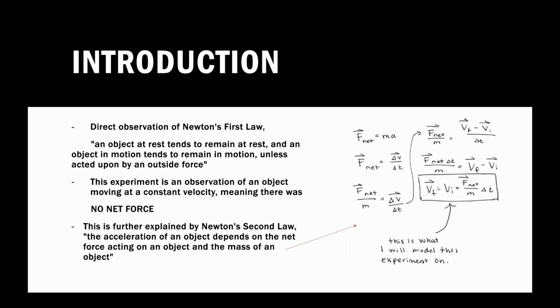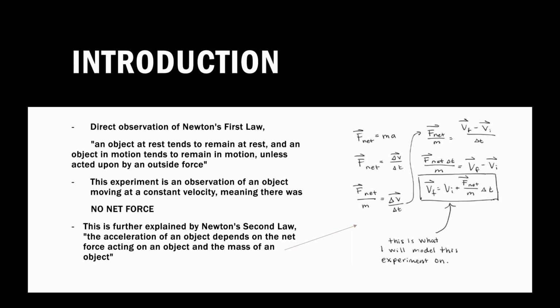This was a direct observation of Newton's first law, which is an object at rest tends to remain at rest, and an object in motion tends to remain in motion unless acted upon by an outside force. Because the object remained at a constant speed, there was no outside force, and therefore there was no net force.